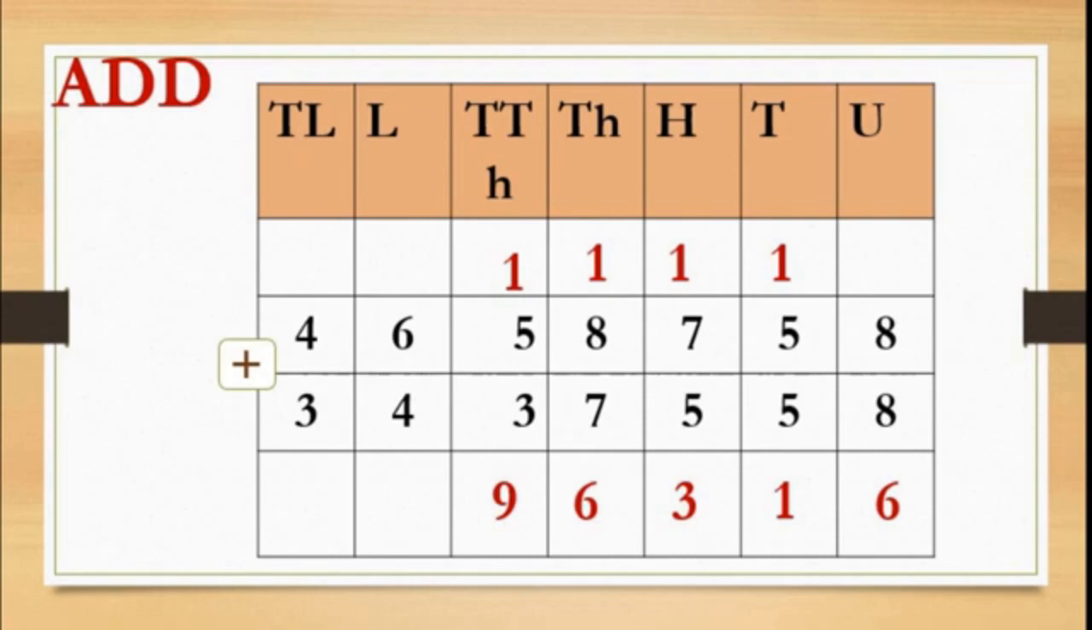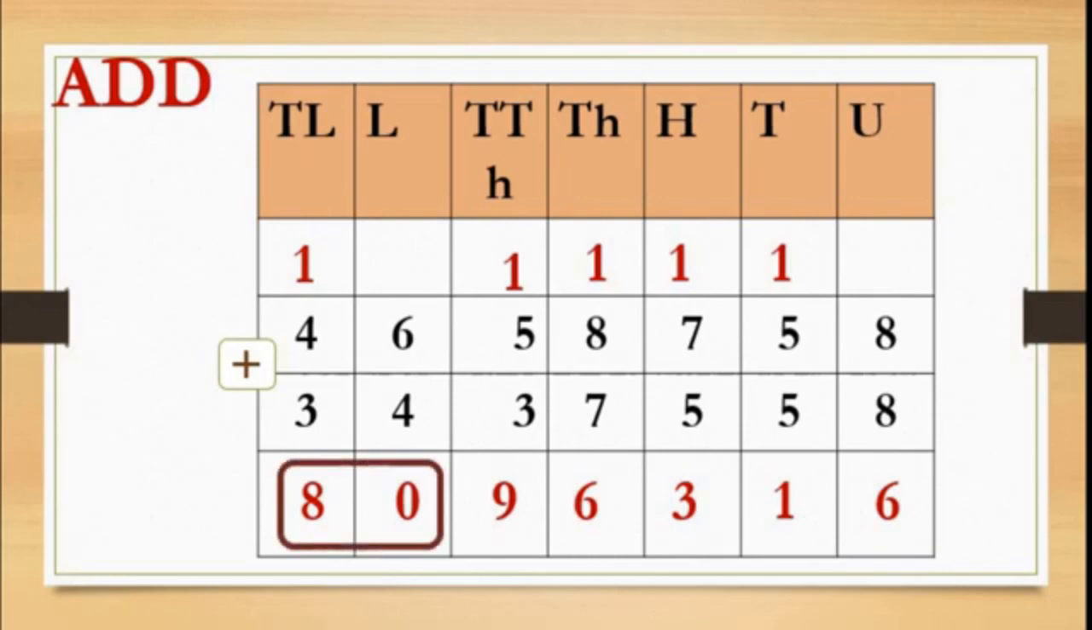Now we will move to the left. Now 6 plus 4 is 10. 0 we will write down and 1 is again carried over to the 10 lakhs place. Now here 1 plus 4 plus 3 is 8. Correct? Got this, children?